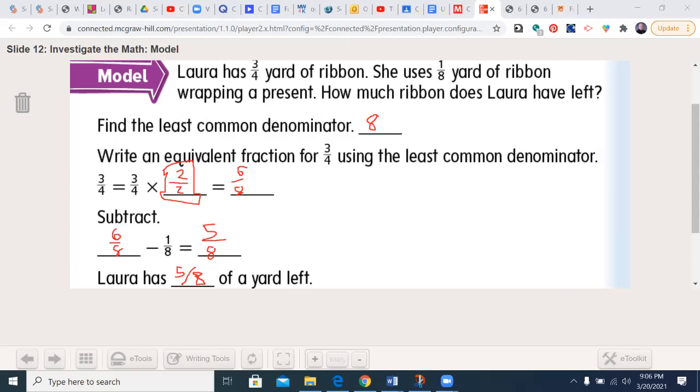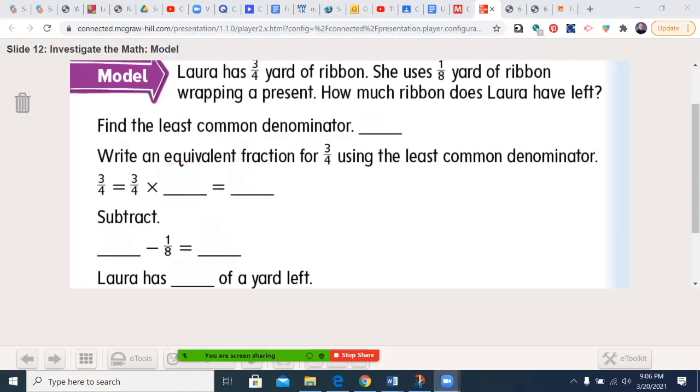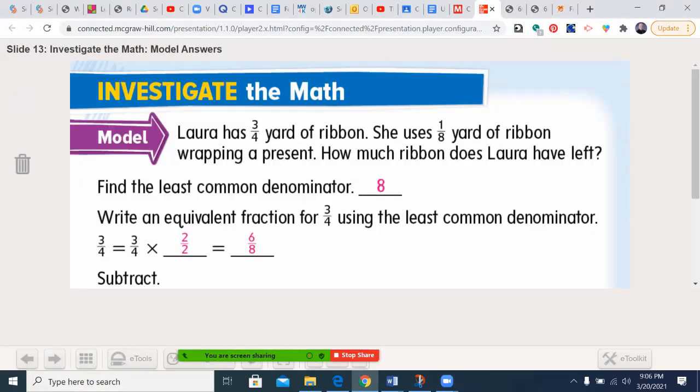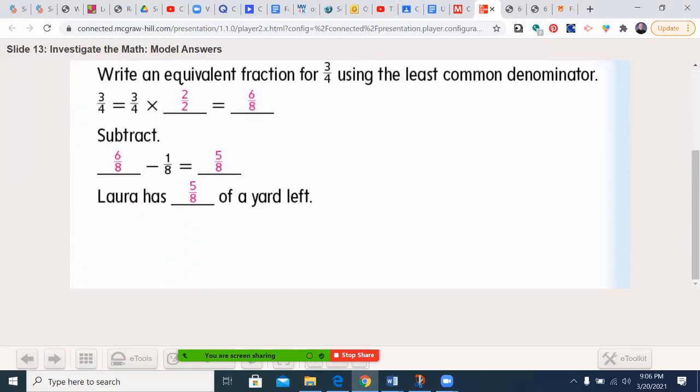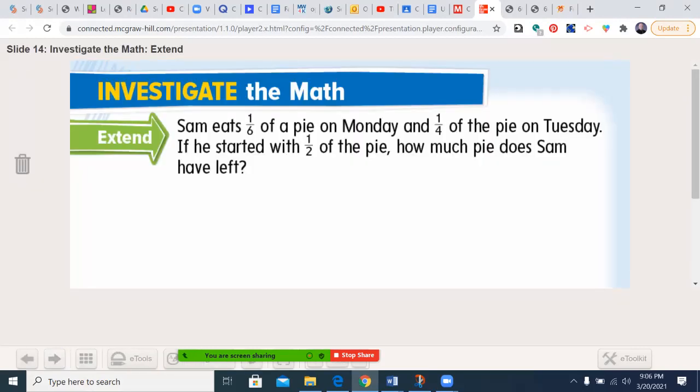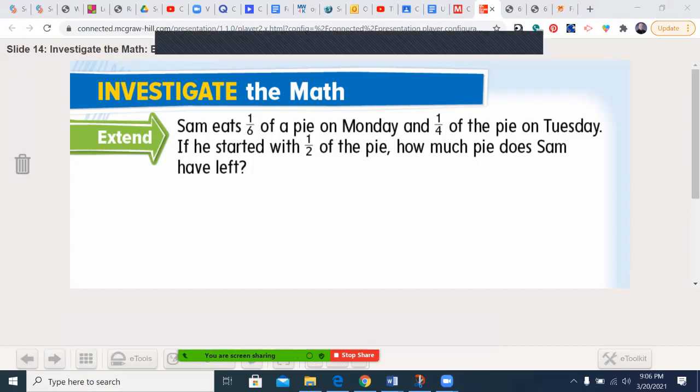I'm going to go ahead and clear the drawing. They'll probably give you an answer here on the thing. We did good. Sam eats 1/6 of a pie on Monday and 1/4 of a pie on Tuesday. We started with 1/2 of a pie. How much pie does Sam have left? They're just trying to tease us now. It's a multiple step problem. First, we have to figure out how much he's eaten. 1/6 plus 1/4.